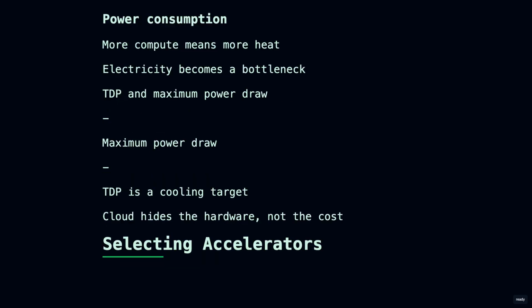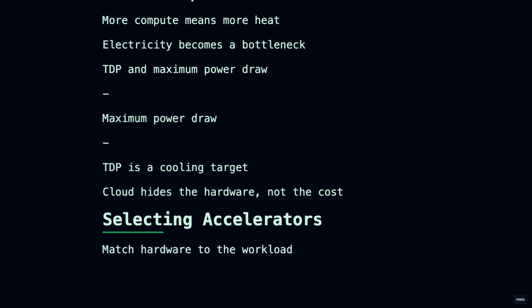In this section, we will look at how to choose the right accelerator for a workload. The key is to match the hardware to the bottleneck, not just to buy the fastest chip on paper. The right accelerator depends on what limits your application. If compute is the bottleneck, you care most about flop/s. If memory is the bottleneck, bandwidth and capacity become more important.